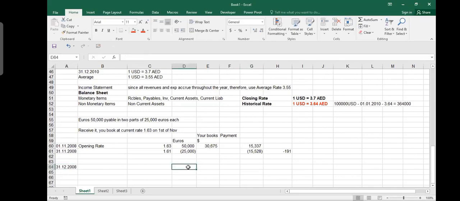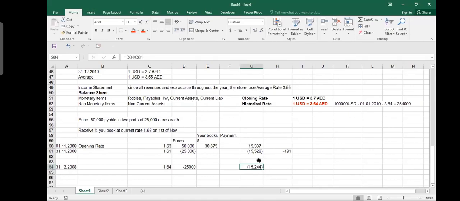Then comes 31st of December 2008. Again, I have to pay 25,000, and on this date the rate is 1.64. So when I go to the bank, I say I want to make a payment of 25,000 euros. The bank will convert it, this amount divided by this amount, and you have to pay $15,244. So this is what I'm actually paying.